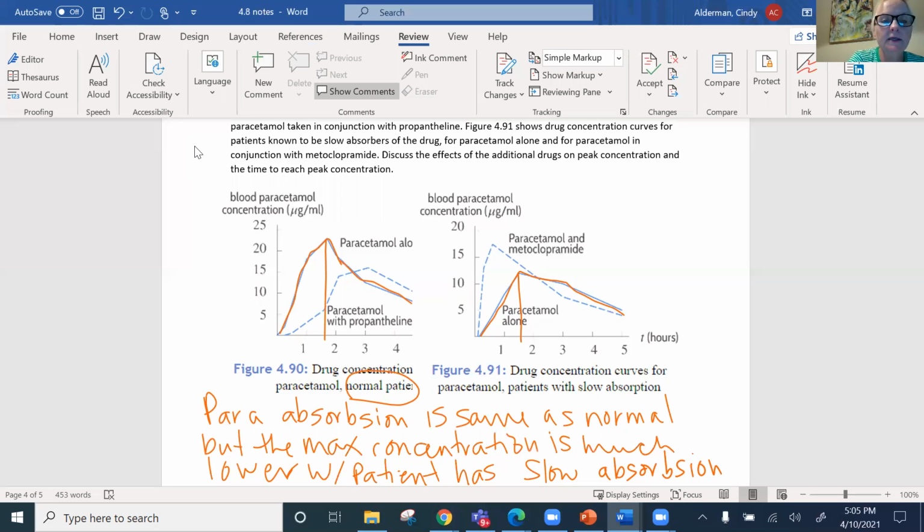So here the absorption here is up here in like the 22 range, right? But with somebody with slow absorption, they're only here at like the 12 range. All right, let's look at something else now.